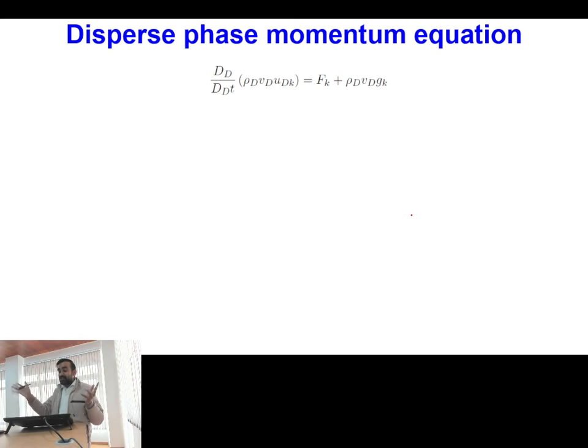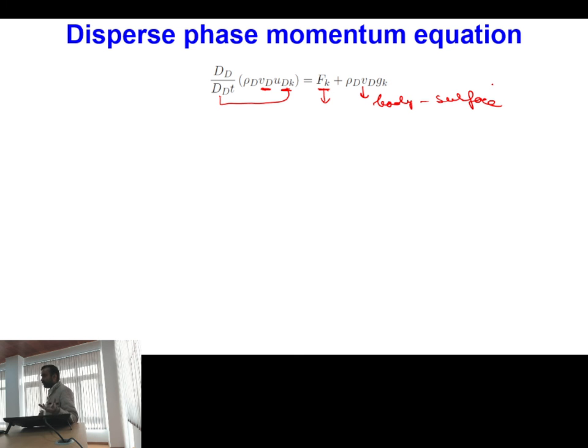Then you have the dispersed phase momentum equation in the volume form. If you know that the volume of the dispersed phase is Vd, you can write d by dt of rho d Vd into udk. That is the total rate of change for the dispersed phase. Okay, and Fk is all interaction forces acting on the dispersed phase in the kth direction, and this is the body force. Of course, whenever you are writing for the dispersed phase, the surface force will not come into the picture. Okay.